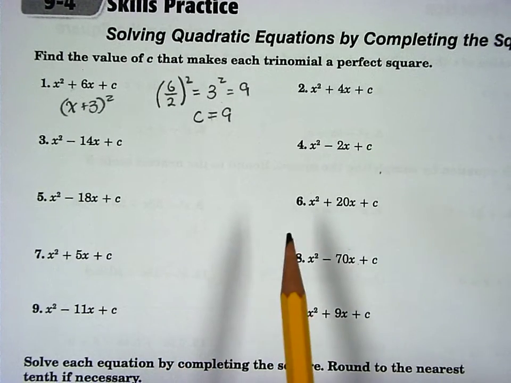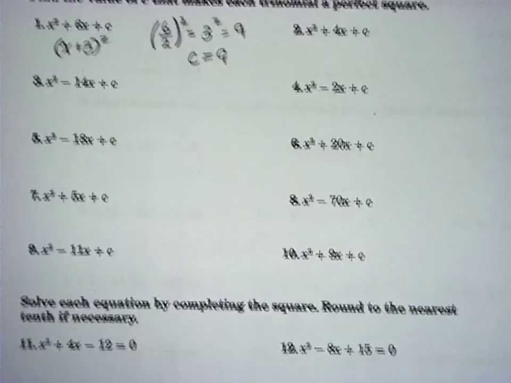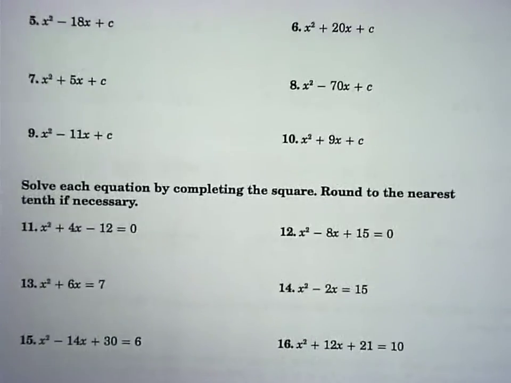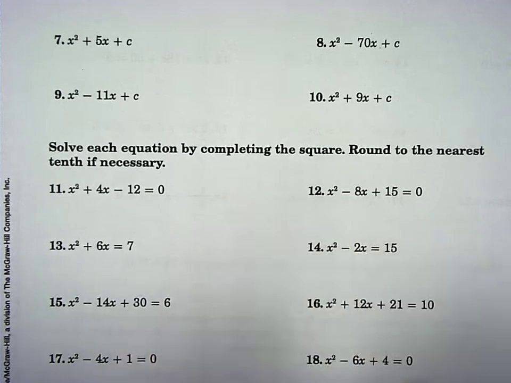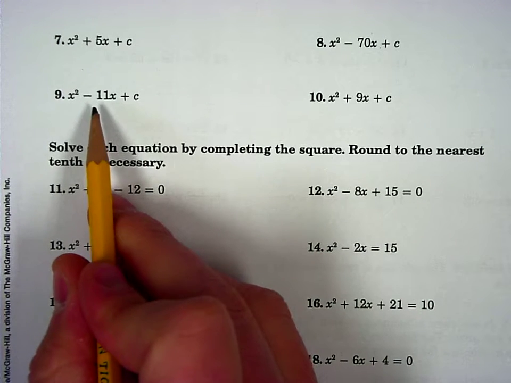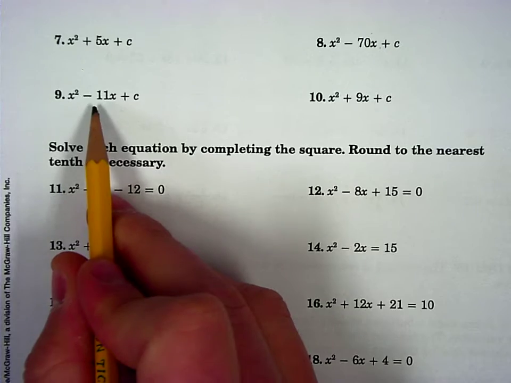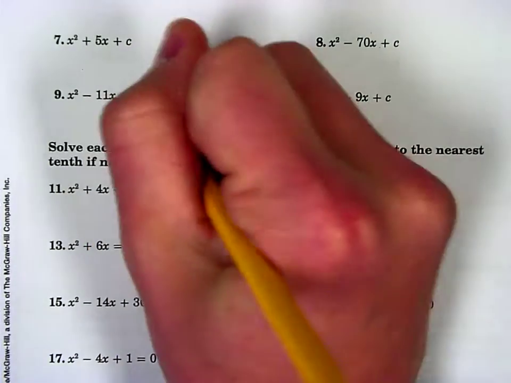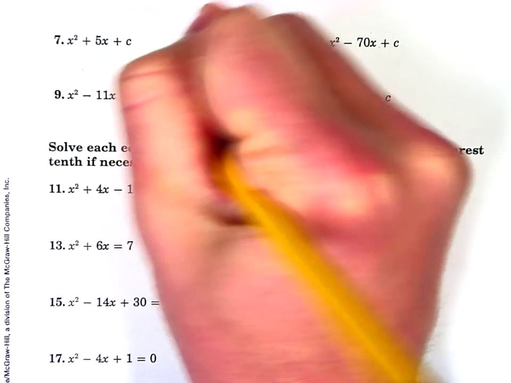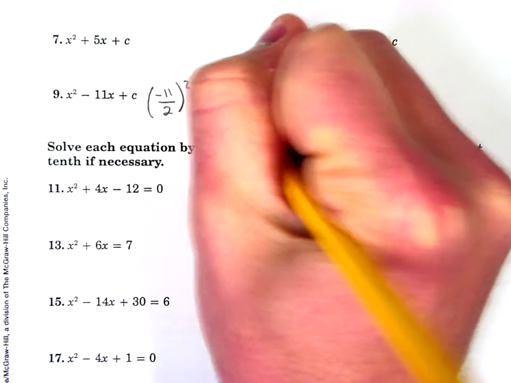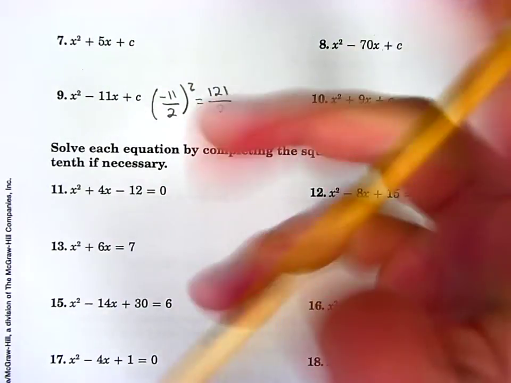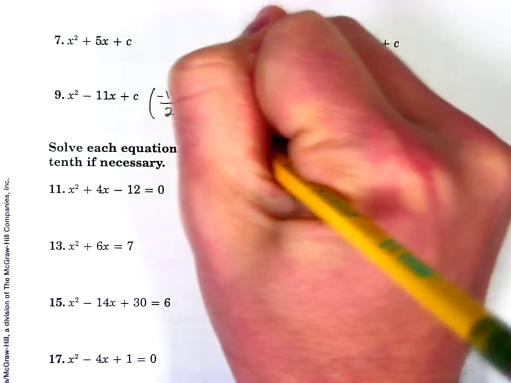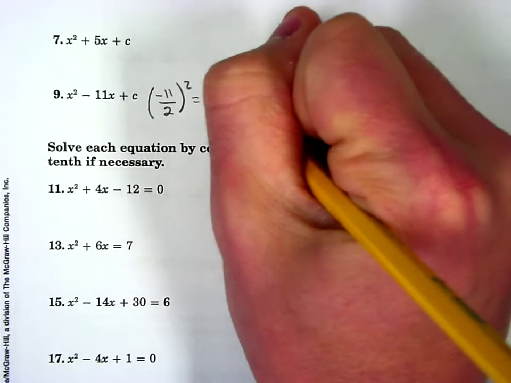But it's not always going to be that neat. So if we go down and look at number 9, where it's x squared minus 11x plus c, now we have negative 11 as our b, as our middle term. But you still just want to do the same thing. So if I have negative 11 over 2 squared, that's going to be 121 over 4, which is going to be your c.